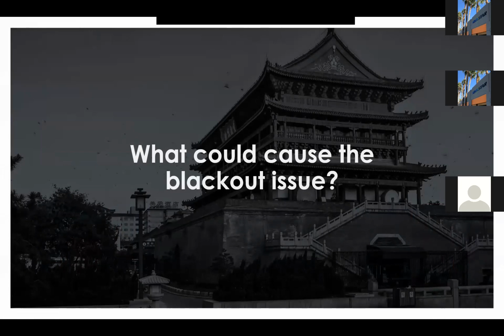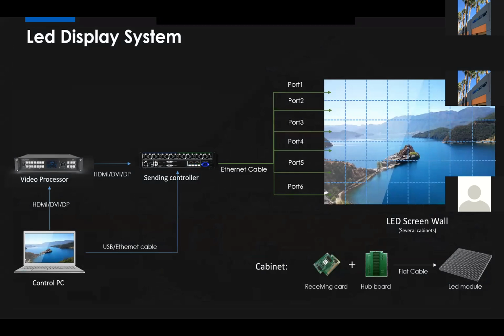First, let's see what could cause the blackout issue. If we want to locate the issue, we should take a look at the control system structure again. In this system structure, all these factors could be a possible reason for a blackout issue. So how can we troubleshoot the issue? The video processor and all the things here could be the reason, but we have to check them one by one to see if everything works and where the faulty part is.